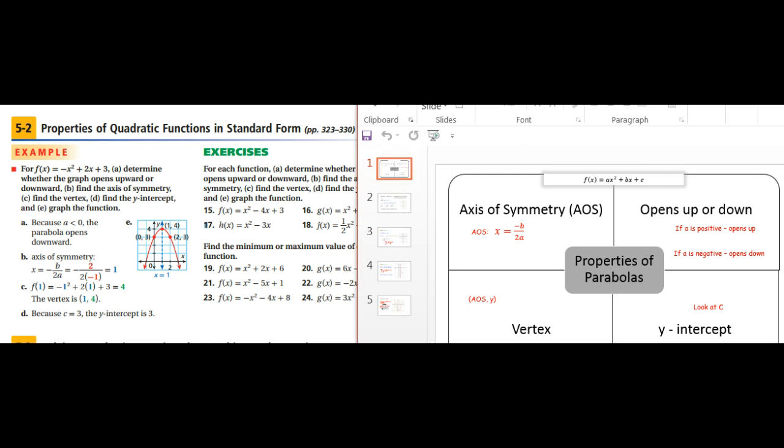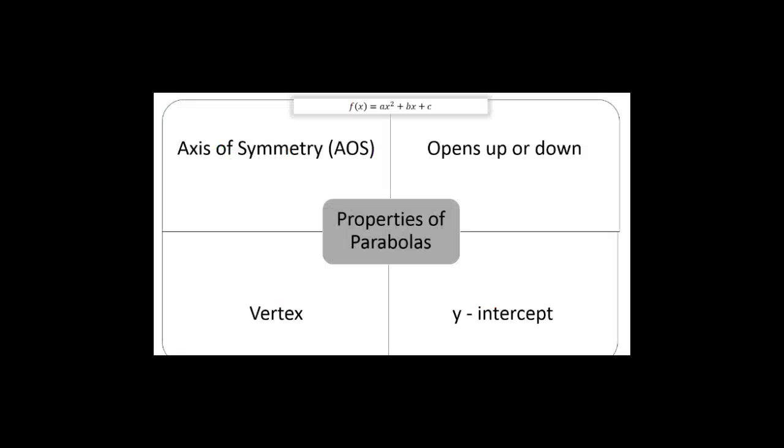The PowerPoint here is relative to these problems. This PowerPoint is linked on the wiki, so you can walk through it there, or I'm going to walk you through it real quick here. So we remember that when the first term's positive, it opens up, negative opens down. That the axis of symmetry formula is negative b over 2a. You're welcome to put this on a note card.